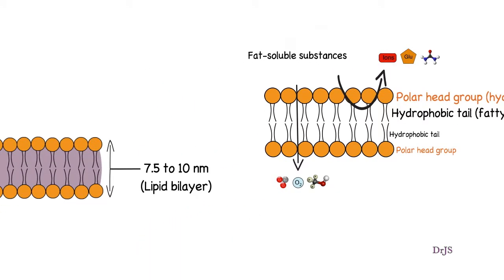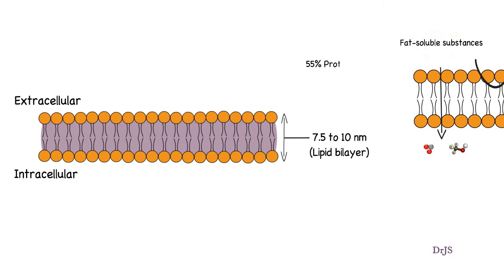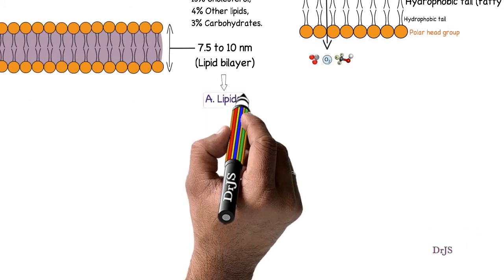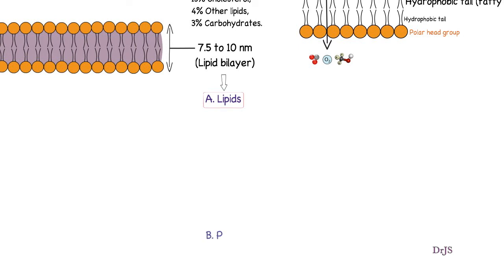The approximate composition of the cell membrane is 55% proteins, 25% phospholipids, 13% cholesterol, 4% other lipids, and 3% carbohydrates. As I told, the membrane is composed of lipids and proteins. Phospholipids are the most common membrane lipid type.